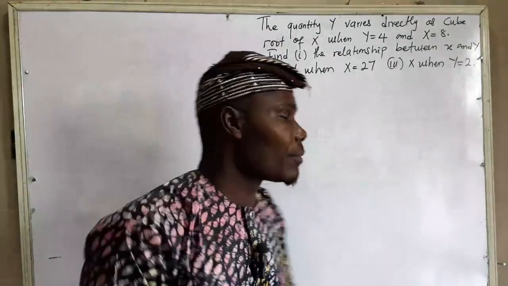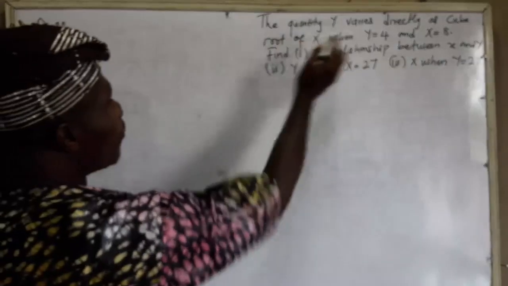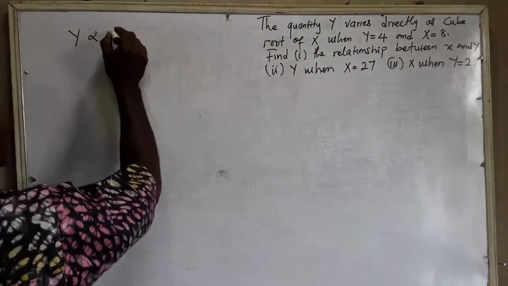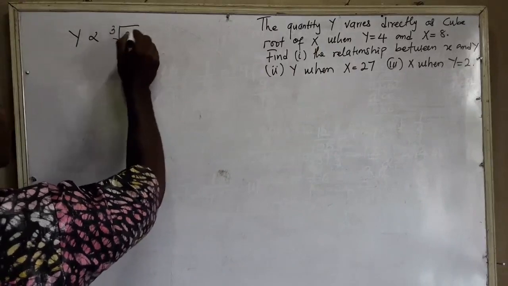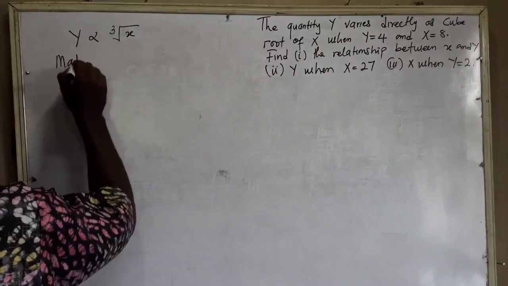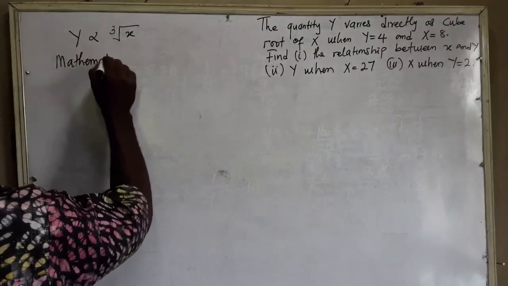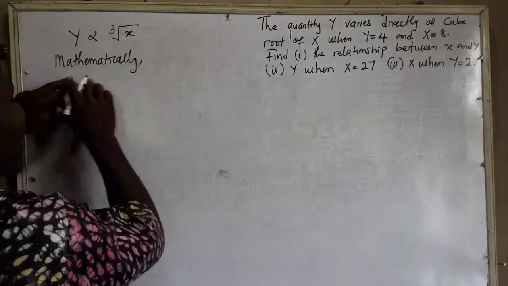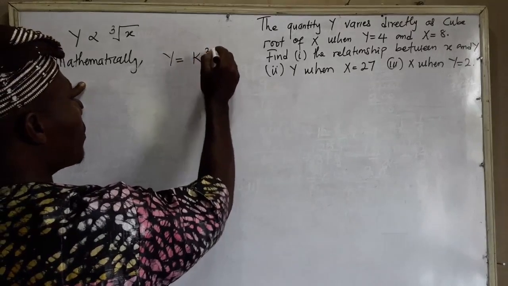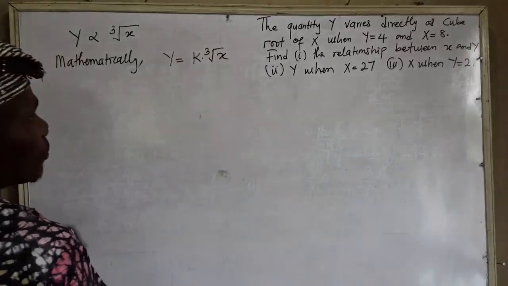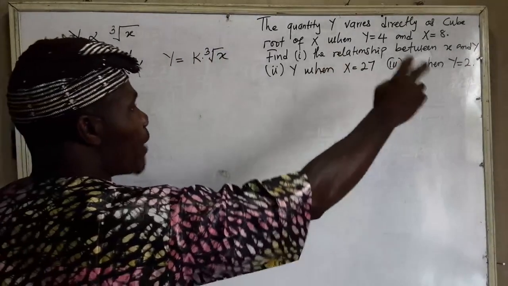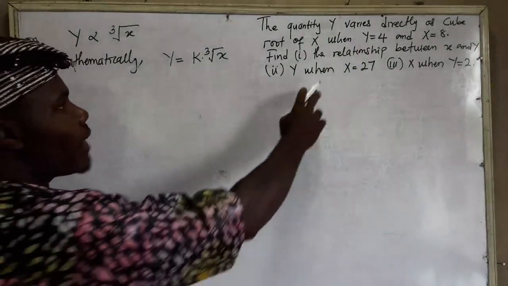So let's start solving. It said the quantity y varies directly as the cube root of x. So this is what it means. In writing this mathematically, it means that y is equal to k times the cube root of x. So this equation will bring the relationship between x and y.